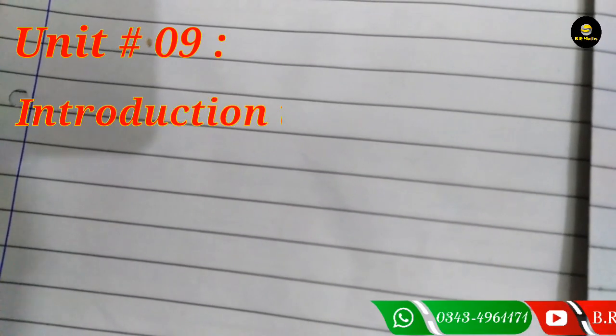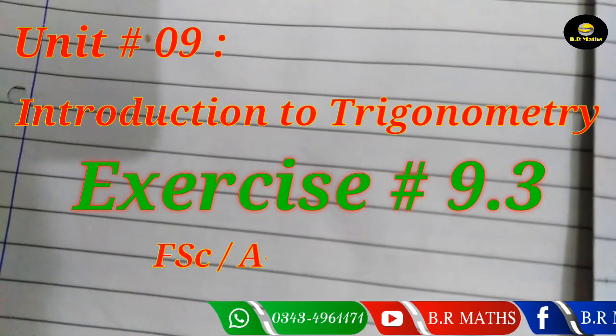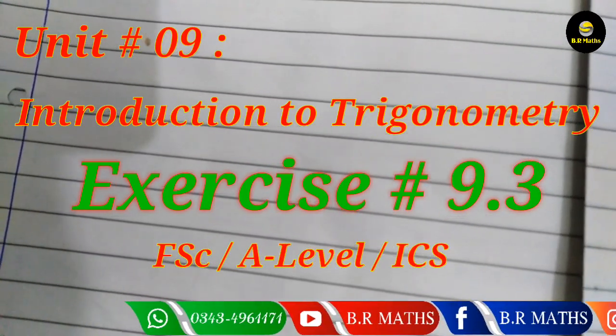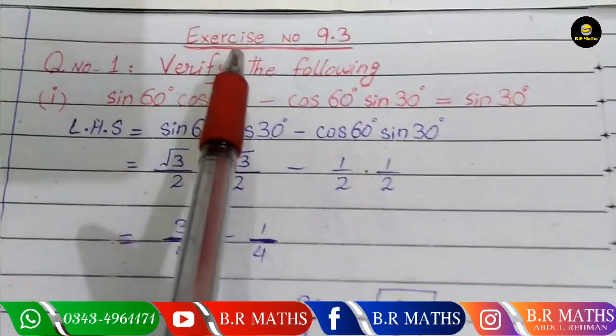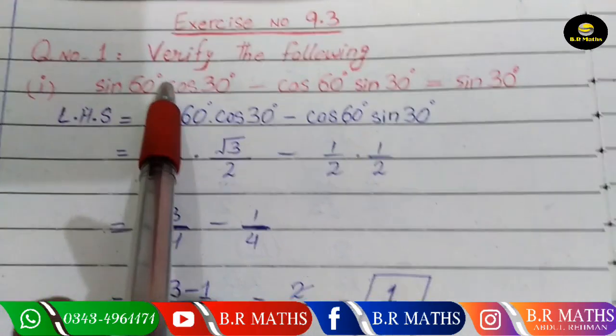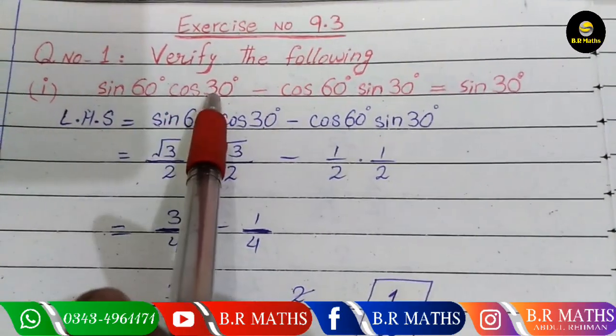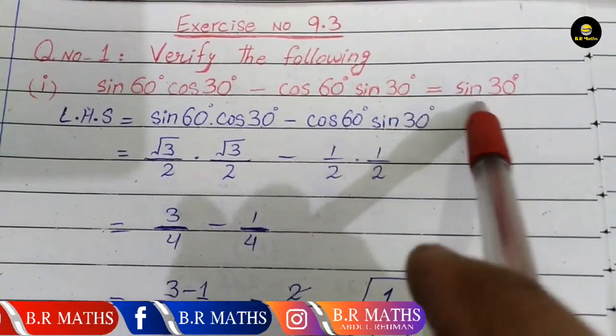Assalamu alaikum viewers. Today I will discuss exercise 9.3 of chapter number 9, Introduction to Trigonometry, from the book of first year mathematics. Exercise 9.3 question number 1 is: verify the following. The first part, sin 60 cos 30 minus cos 60 sin 30 equals sin 30.